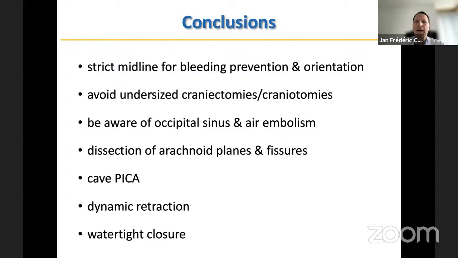So what are the conclusions for now? I think it's important to have a very strict midline approach through the muscles, so you avoid a lot of blood loss from the soft tissue dissection, and it gives you a good orientation. And then you have to perform a well-sized craniotomy.